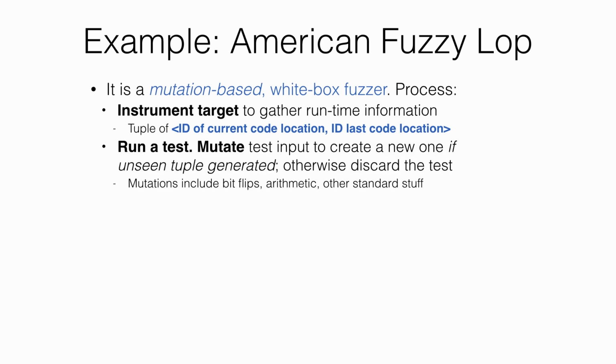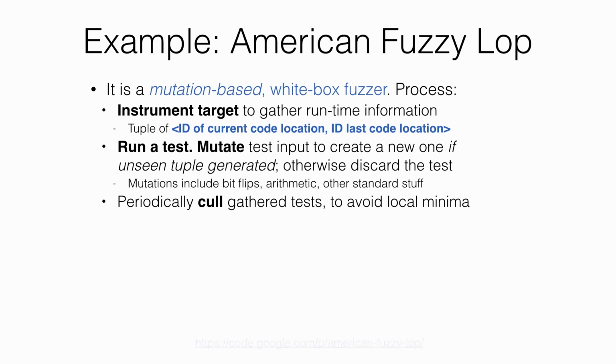With the instrumented program in hand, we run a test, and we mutate the test input to create a new test if an unseen tuple was generated by that test. Otherwise, the test was not useful for covering new spaces of the program, and we simply discard it. Mutations consist of things like bit flips, arithmetic, and other standard sorts of things used by mutation-based fuzzers.